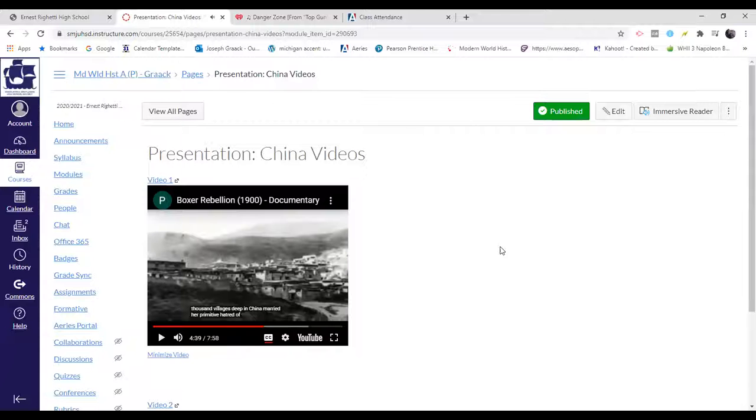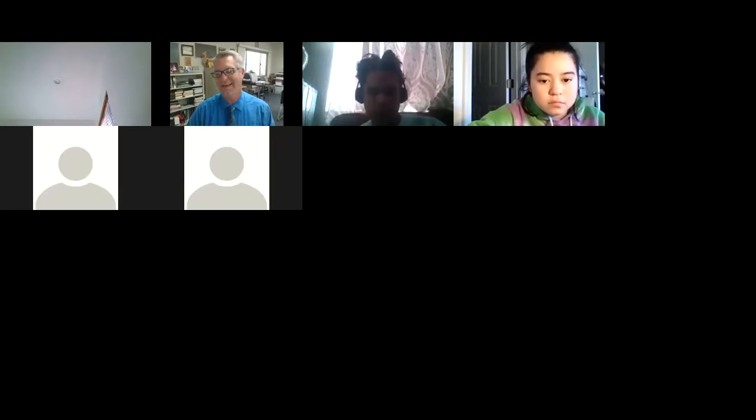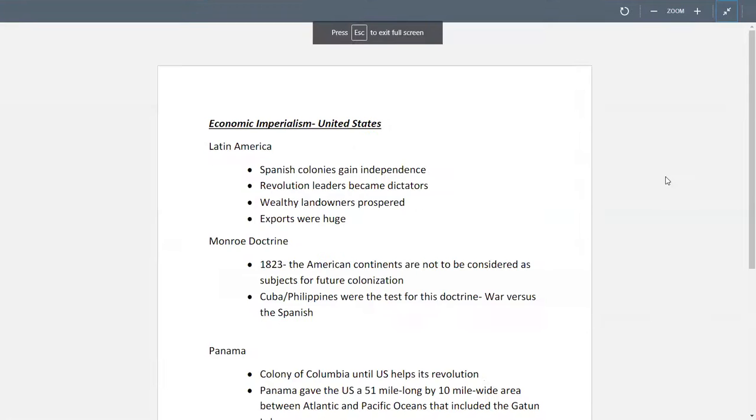So basically, they did not want foreigners anywhere in their country, and they form and start a rebellion in the northern part of China against the foreigners, whether it be British, German, Austrian, or French, it didn't matter to them. Next, we'll take a look at the United States' role in imperialism during this time period.